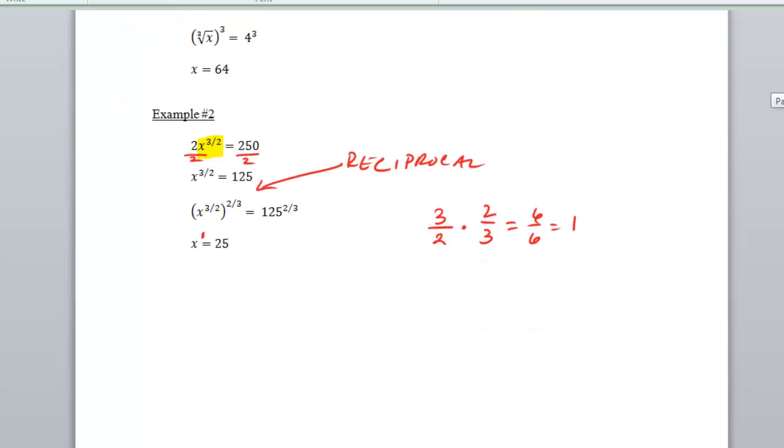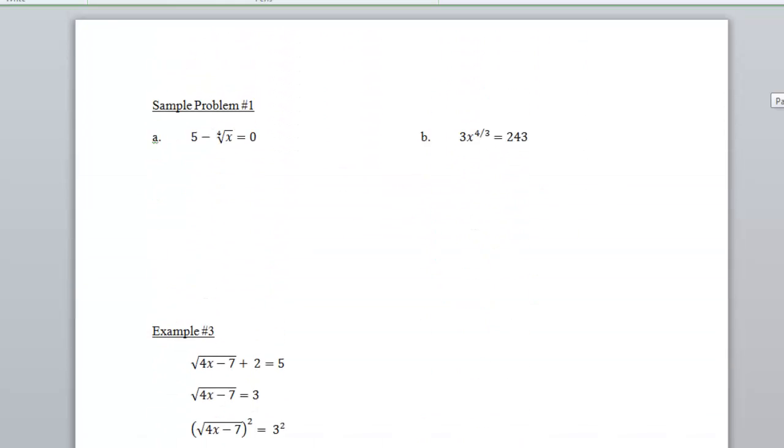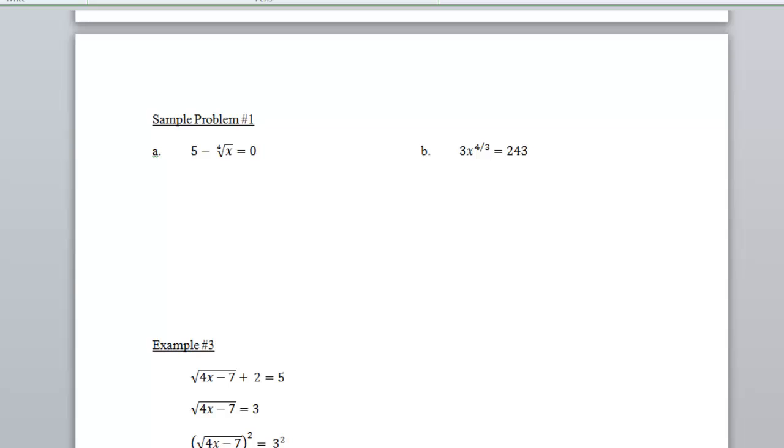So what I'd like you to do is just take your time, go ahead and work through sample problem 1, and then come back and take a look at the given answers.